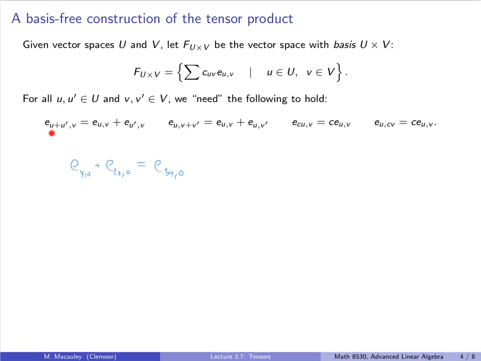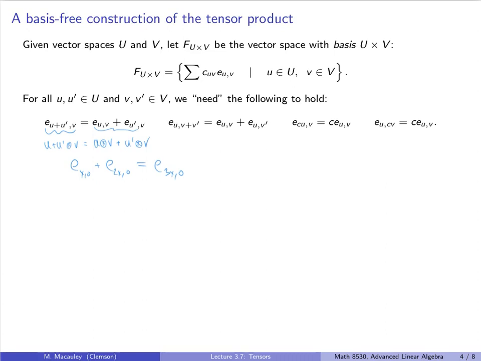So look at this and think that what we want this to be is going to represent u plus u prime tensor v. And this here is going to represent u tensor v plus u prime tensor v. So right here there are no relations, but we will add relations, and we'll do that by quotienting by a certain subspace, and the equivalence classes are going to end up being the elements of the tensor product.